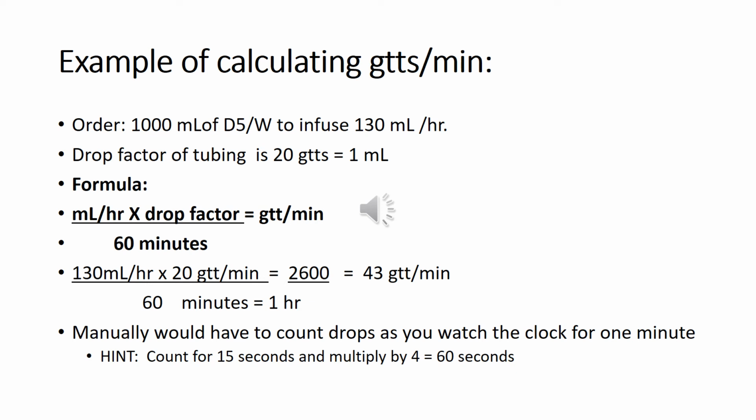minute. So manually you would have to count drops as you watch the clock for 1 minute. You're going to look at the drip chamber with your watch with the second hand up there by it, and you're going to count 43 drops in 1 minute. Now there's a rolling thing on it that you can use to speed up or slow down the speed of the drops so you get 43 drops per minute. So you're going to work with that until you get 43 drops in 1 minute in that drip chamber.